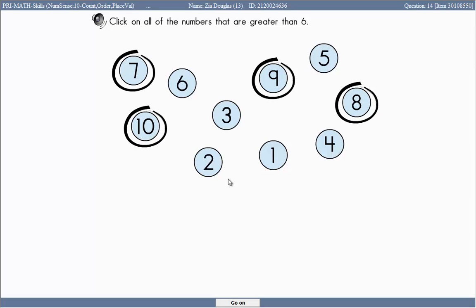Now, make sure your students understand that greater and bigger are the same thing. Because if you use bigger at home or larger, and then this test asks them about greater, then that's also going to leave room for confusion. So make sure you use multiple terms when you talk about greater, bigger, more than, or if you say less than, smaller, things like that. Don't just use one term.